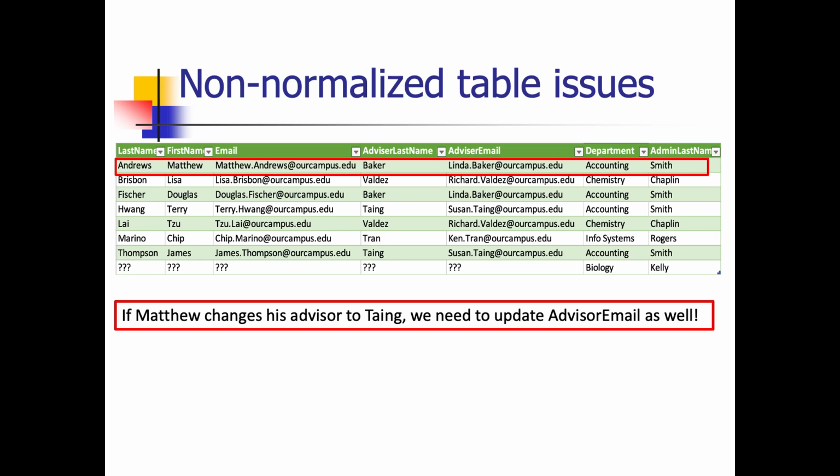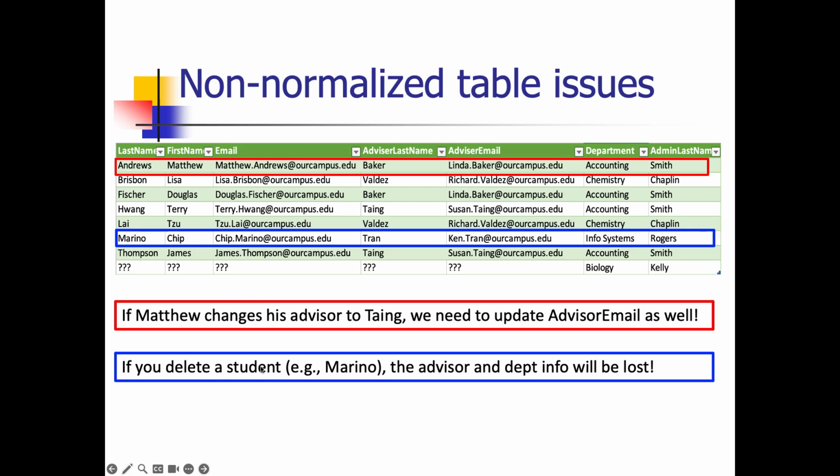The first one was, what if Matthew wants to change his advisor to Tang? Then we need to update the advisor email as well, right? Or the worst, if he wants to change Baker to Valdez, then you not only have to change the advisor email, but also the advisor department and admin, because these also have changed, right? And in the case of the delete anomaly, if you delete a student, then you will lose the department information and also the advisor information, right?